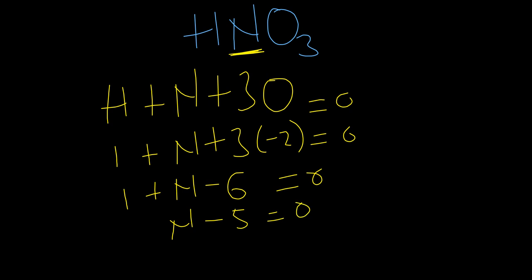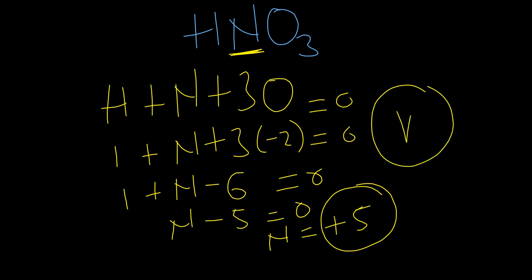So our nitrogen will be equal to positive 5. So the oxidation number, or state, of the nitrogen is positive 5. In Roman numeral format, it will be V. That is what you'll be using to name this compound. So as simple as that, that's how you calculate oxidation numbers of elements or atoms in molecules or in compounds.